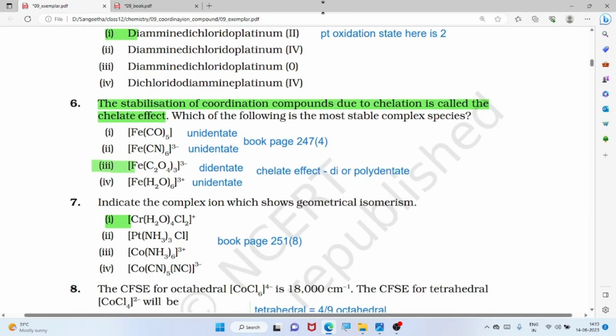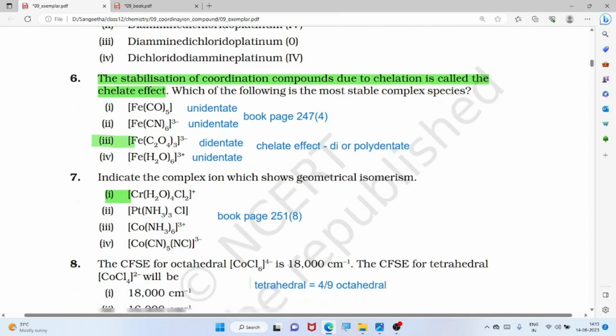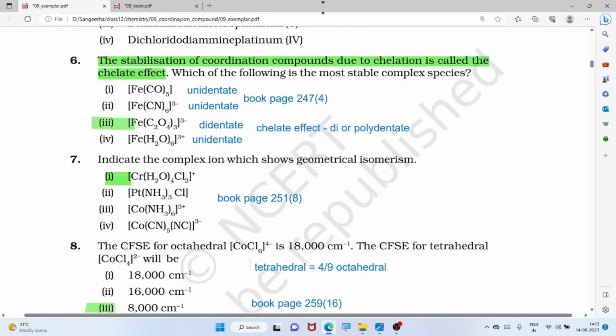The stabilization of the coordination compound due to the chelation effect is called the chelate effect. Which of the following is the most stable? Okay, see, chelation is only done by didentate, not unidentate.